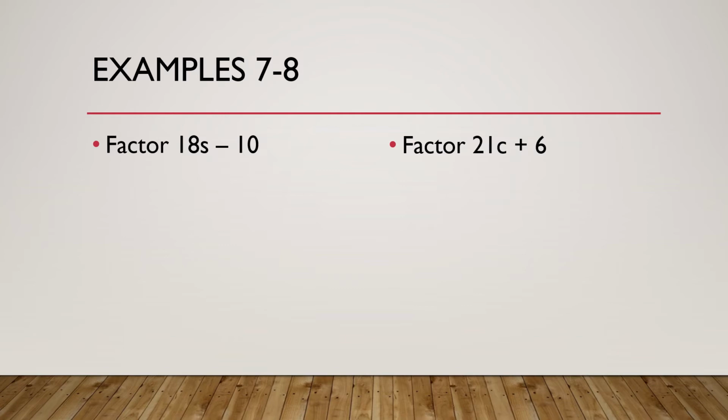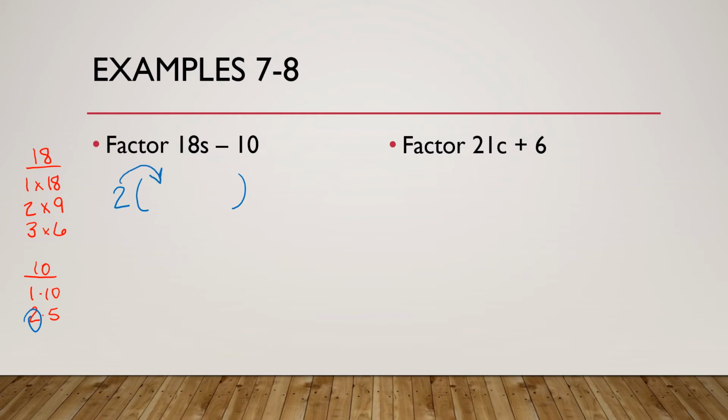Okay, so we're looking for the factors of 18. So 1 times 18, 2 times 9, 3 times 6, and then your factors of 10 will be 1 times 10, 2 times 5. So you're looking for your greatest one out of those. So our greatest one is 2 again. So we're going to factor out a 2.